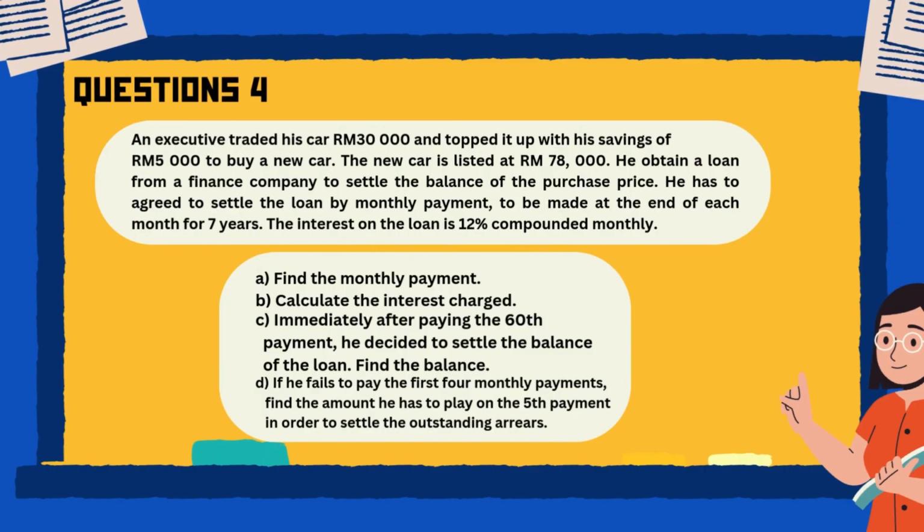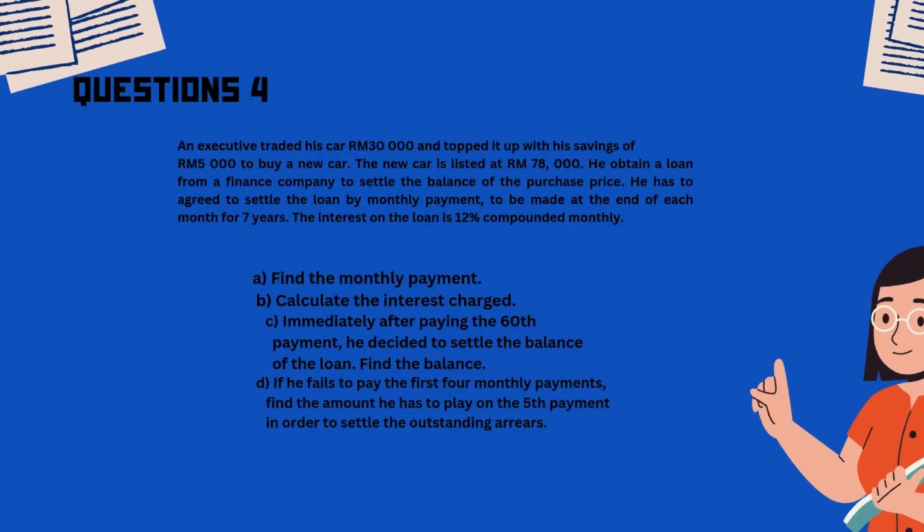An executive traded in his car for 30,000 and topped it up with his savings of 5,000 to buy a new car. The new car is listed at 78,000. He obtained a loan from a finance company to settle the balance of the purchase price. He has to settle the loan by monthly payments made at the end of each month for 7 years. The interest on the loan is 12% compounded monthly.